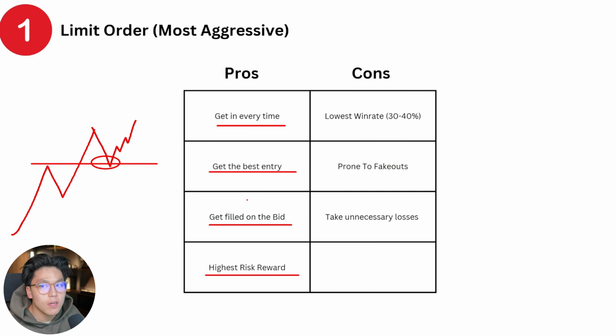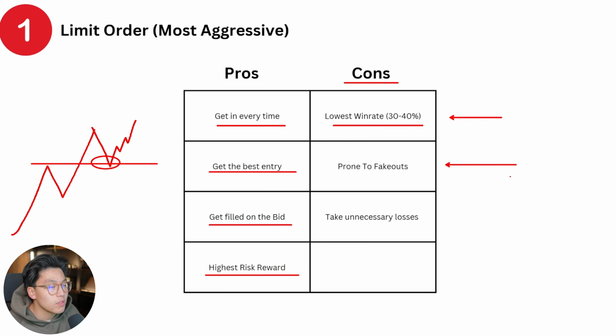So this seems great and all, but let's take a look at some of the cons. If we're getting in every single time, no matter if it's a good or bad break and retest, what usually happens? We have a lower win rate. In this case, we have the lowest win rate possible. We have around a 30 to 40% win rate when it comes to this aggressive entry model. No matter what break and retest it is, you're going to get filled every single time because you already have a limit order resting at that key level.